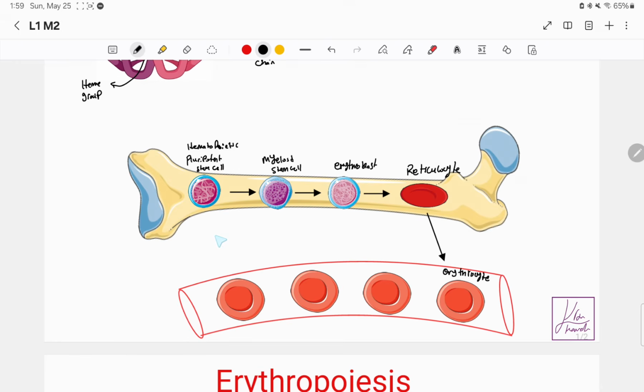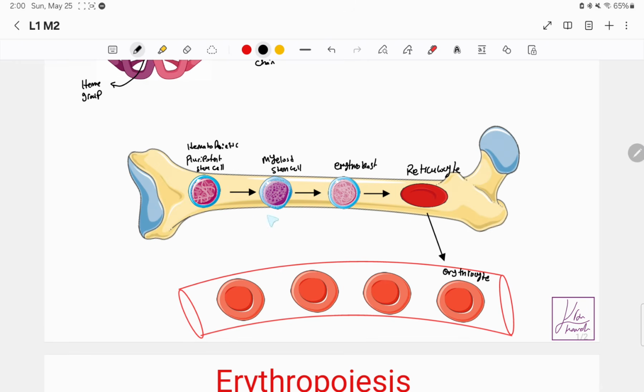And in our next video, when we start talking about the immune system, we'll start talking about how this same dude will turn into a myeloid stem cell and give us many different white blood cells. Okay, so this is kind of the differentiation pathway for the red blood cell, right?